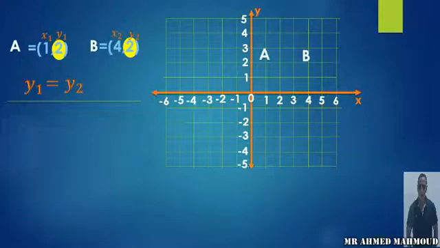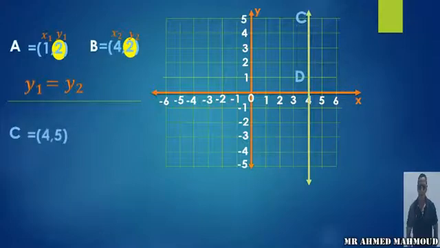If we have another 2 points, another straight line like this line, in that case parallel to the y-axis. If I choose another point C here in this position, which is 4 and 5, and the point D here, which is 4 and 1. C equals 4 and 5, where 4 is x1 and 5 is y1. D is 4 and 1, x2 and y2.